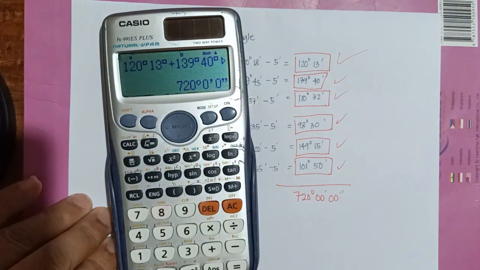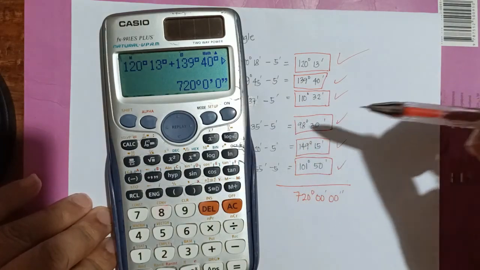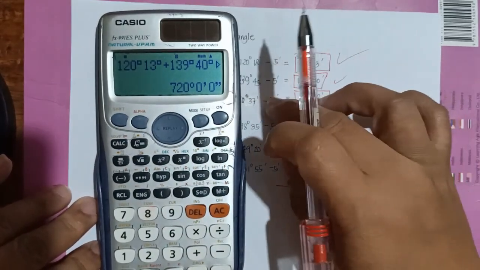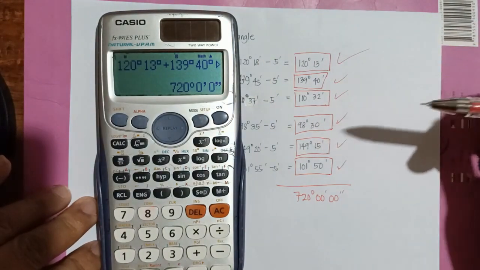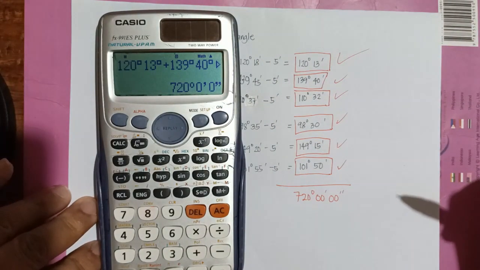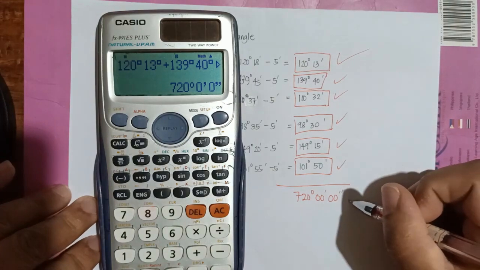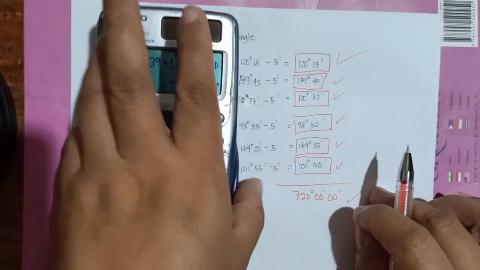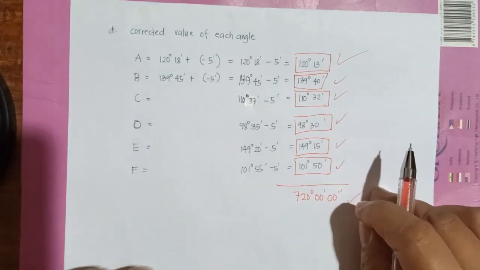There might be times when you make a mistake in pressing the calculator, or in computing, subtracting or adding. So it is better to always check your answer. Okay, so these are the final answers for letter D.